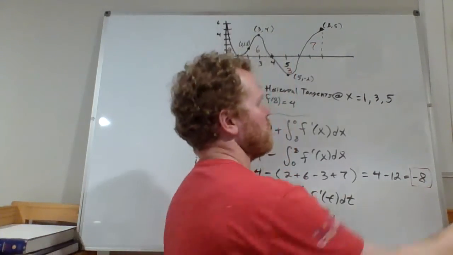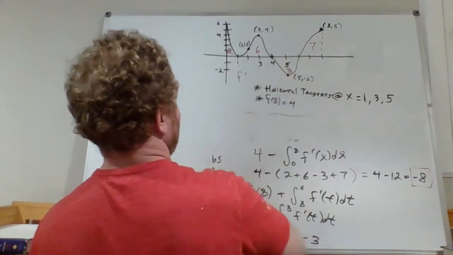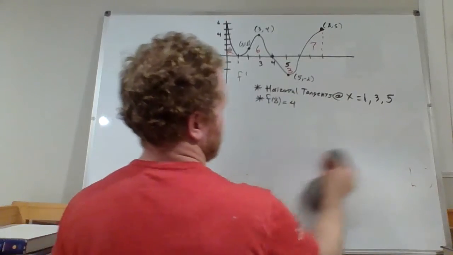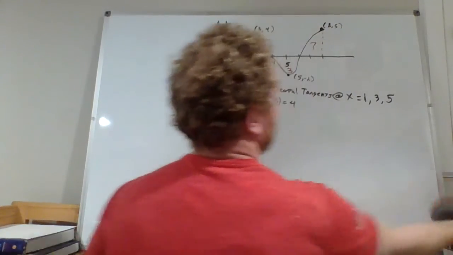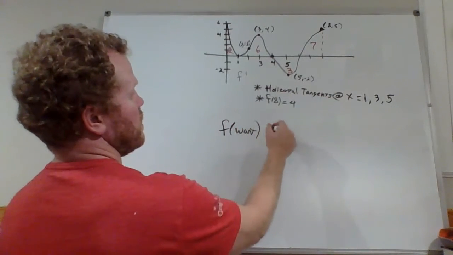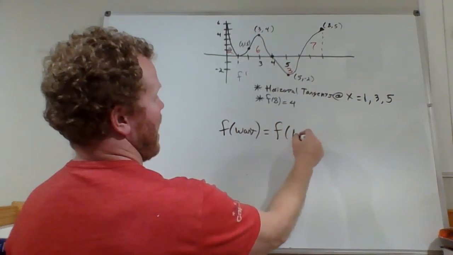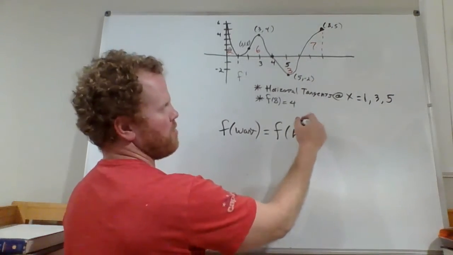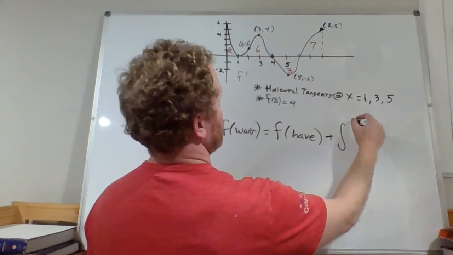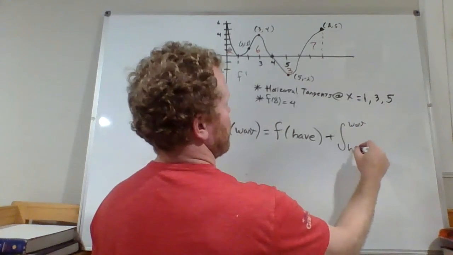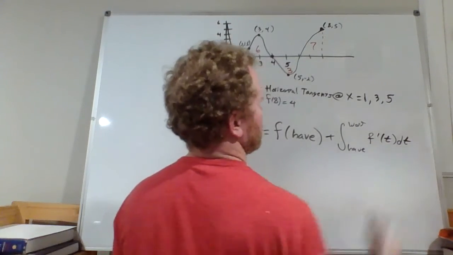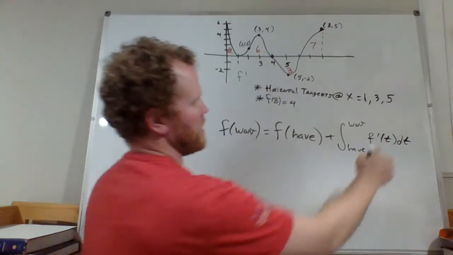But in general, the way you're using this FTC as a net change kind of thing is, the way I think about it is, if you're looking for a value, f of the thing you want should be equal to f of the thing you have, or the thing you know, plus the integral from what you want to what you have of f prime of t dt. Or f prime of x dx, I guess. It doesn't really matter.